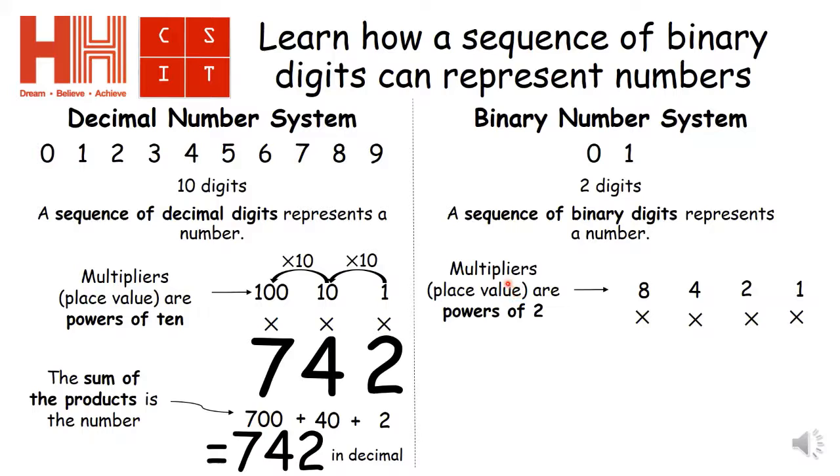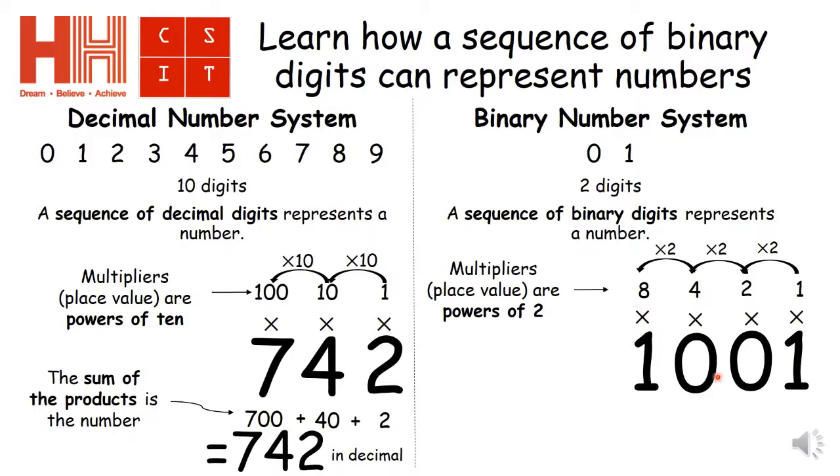And these will make up our place values. So we start with 2 to the power of 0, 2 to the power of 1, 2 to the power of 2, 2 to the power of 3. And obviously this will continue with 2 to the power of 4, which is 16, 2 to the power of 5, which is 32, 2 to the power of 6, which is 64, etc. Now, before we placed our digits from 0 to 9 underneath, this time we can only place a 0 or a 1.